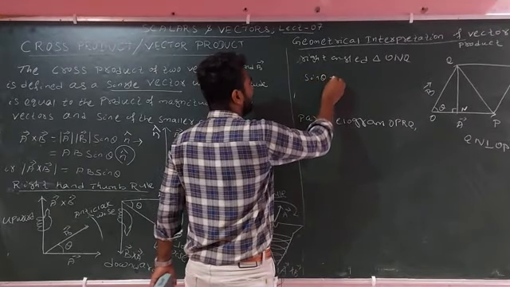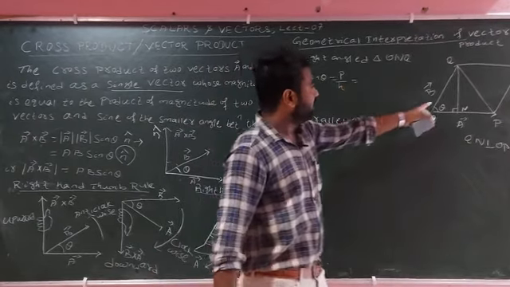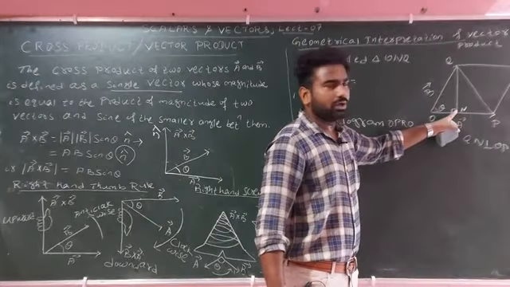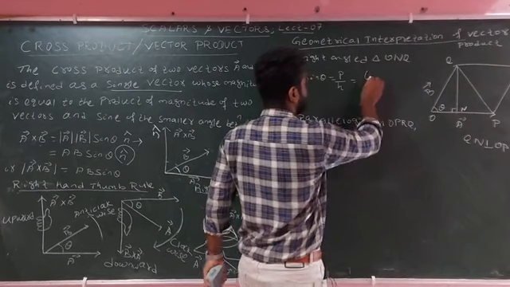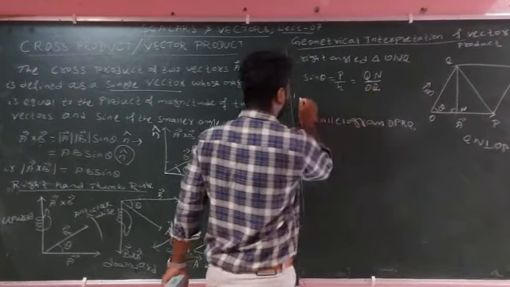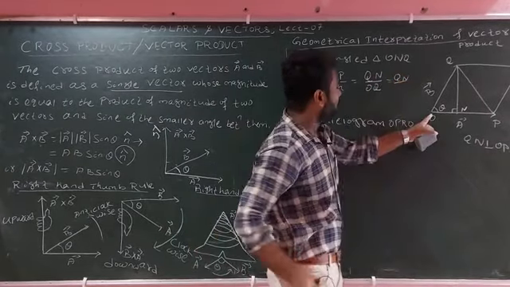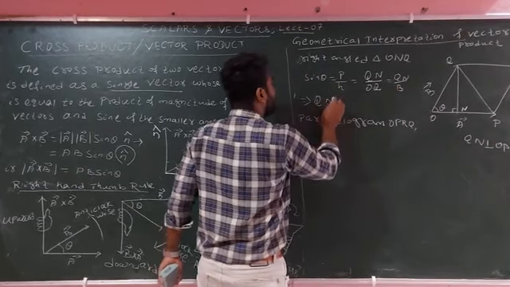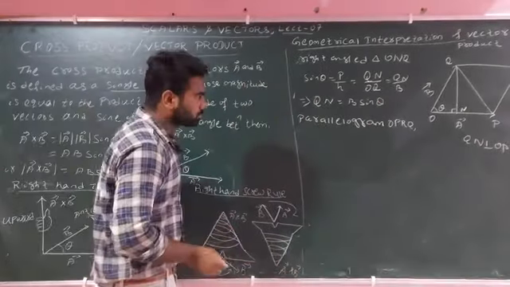sin theta means perpendicular by hypotenuse, P by H. Here QN is the perpendicular and the hypotenuse is OQ. So sin theta equals QN by OQ, with the B vector of magnitude B. So QN is B sin theta.